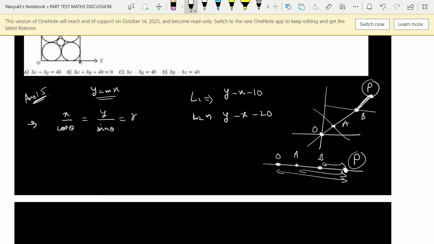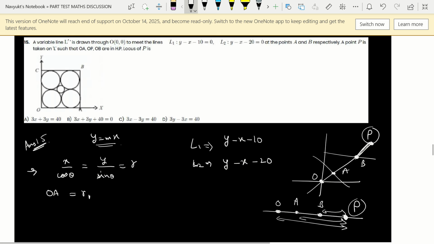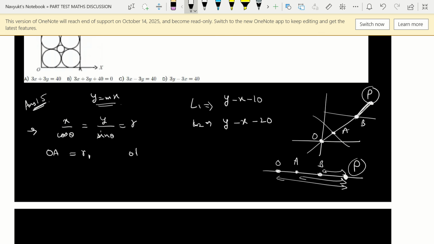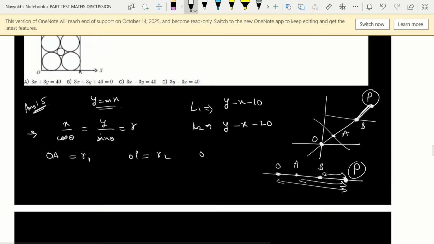Then we can use the HP formula to get to a locus of P. So let's start with this. OA distance, let's take it as r1. Let's take the next, OP and OB. OP as r2, OB as r3.